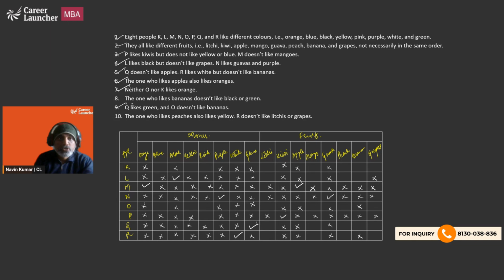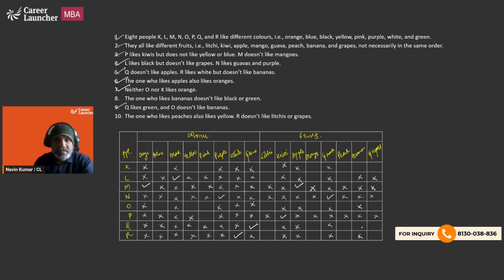Okay. So the one who likes bananas, we have got three people now who can possibly like bananas. That person should not like black or green. So if I look at K, he doesn't like black or green, and he can like banana. If you look at L, he likes black. So this guy cannot be the person who likes bananas.